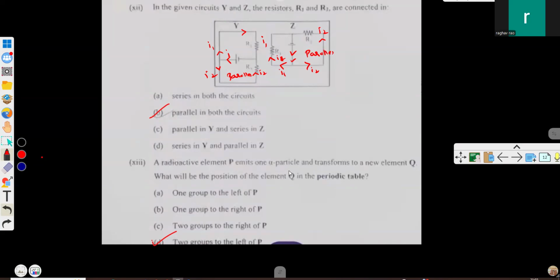Radioactive element P emits one alpha particle and transforms into element Q. As we know, if one alpha particle comes out, that means two neutrons and two protons come out. That means it will shift two groups left of P.